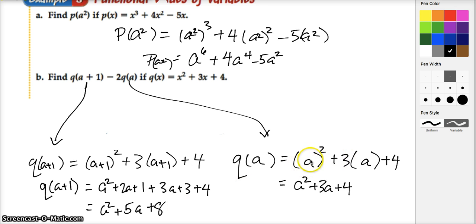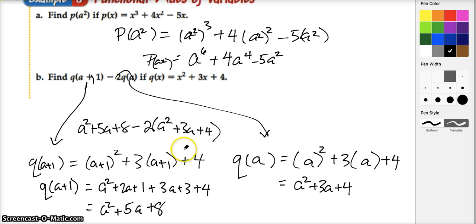And then now I plug my a value in and I join, well, there's really no like terms. I plug my a value in and boom, I have q of a. But what they asked me to evaluate was q of a plus 1, which I now know to be a squared plus 5a plus 8, that's this, minus 2 times q of a. Q of a being a squared plus 3a plus 4. You see how we did that?